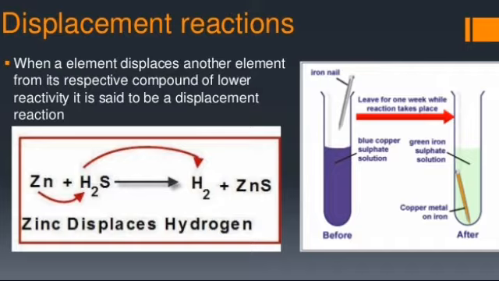In another example, in a blue colored copper sulfate solution, when an iron nail is dipped in it, after some time we see that the blue color disappears and a green color appears. This green color is actually the color of iron sulfate. It means that the copper from the copper sulfate solution is displaced by the iron to form iron sulfate solution. So this is a form of displacement reaction.